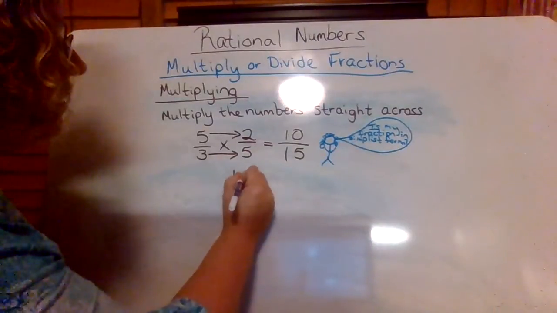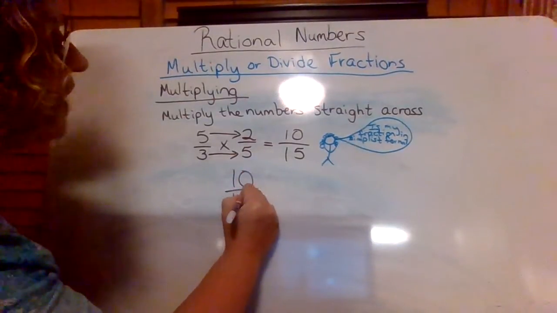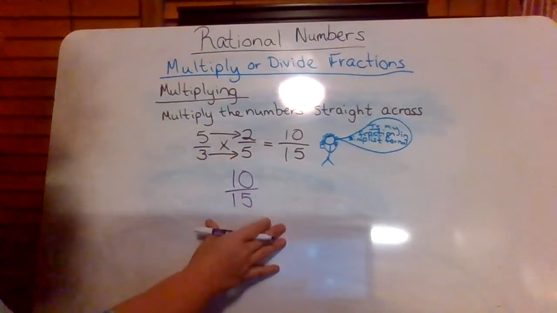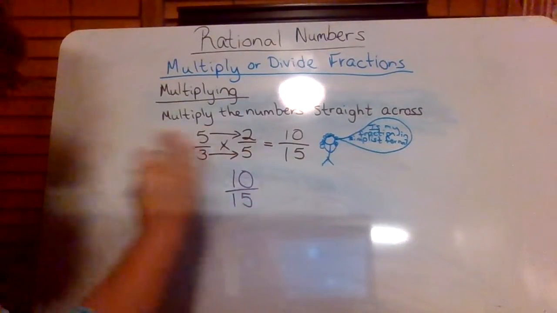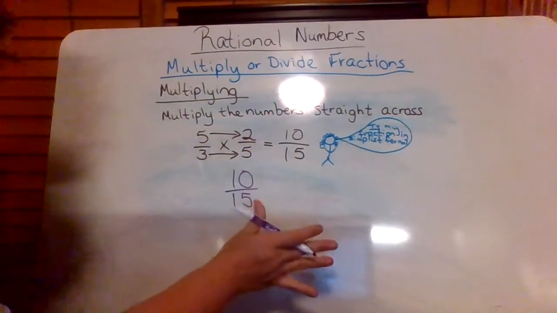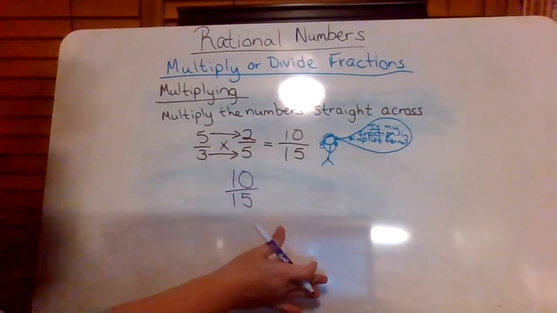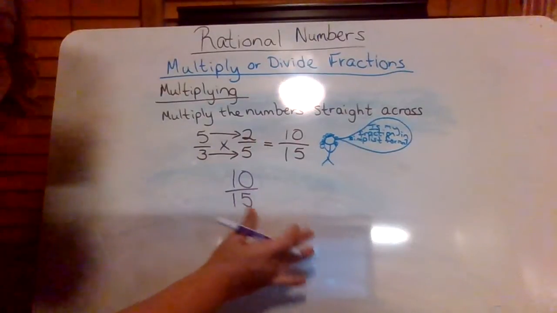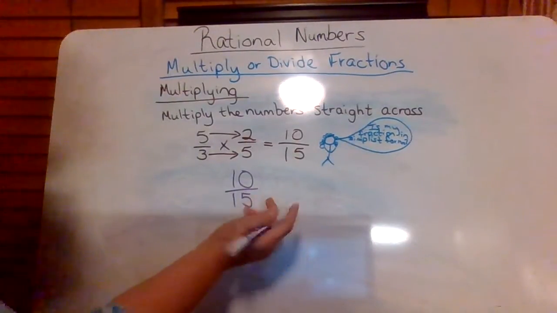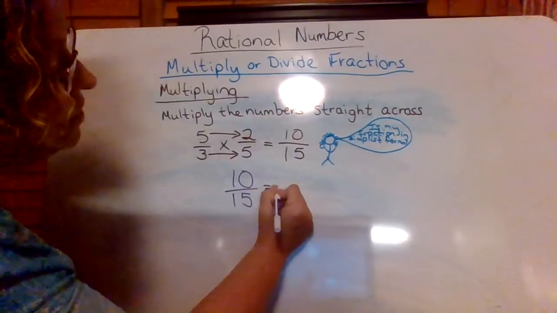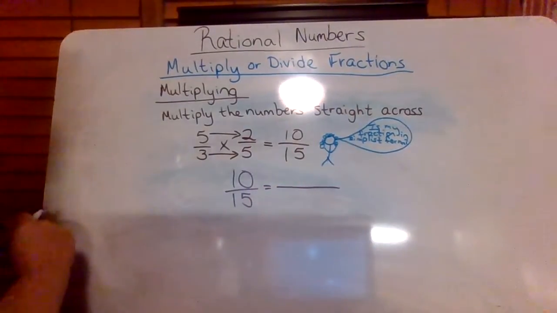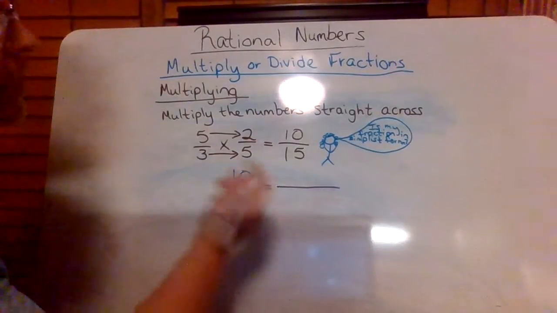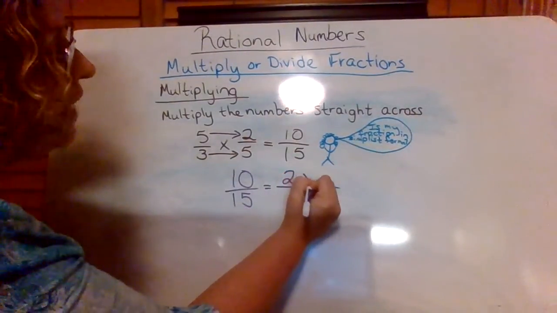So I have 10 over 15. Some of you can tell me right off the top of your head what goes into both 10 and 15, and you can reduce it and you're done. And that's awesome. I am very excited about that. Some of you, on the other hand, need a little extra visual aid. So what I like to do is break my numerator and my denominator down into its factors. So what does 10 break down to? It breaks down to 2 times 5.